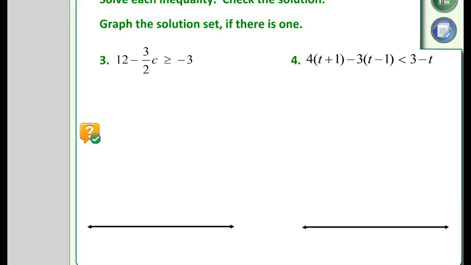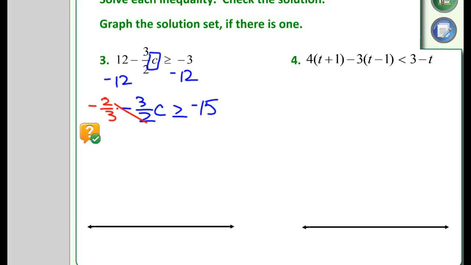If you look at equation number 3, once again, we've got to get C alone. In order for me to get C alone, the first thing I need to do is subtract 12 from both sides. And so now I have negative 3 halves C is greater than or equal to negative 3 and negative 12, which is negative 15. Now, to get rid of that fraction in front of C, I've got to multiply by the reciprocal. So what I do to both sides, I do to the other. And again, our reciprocal is going to be negative 2/3.